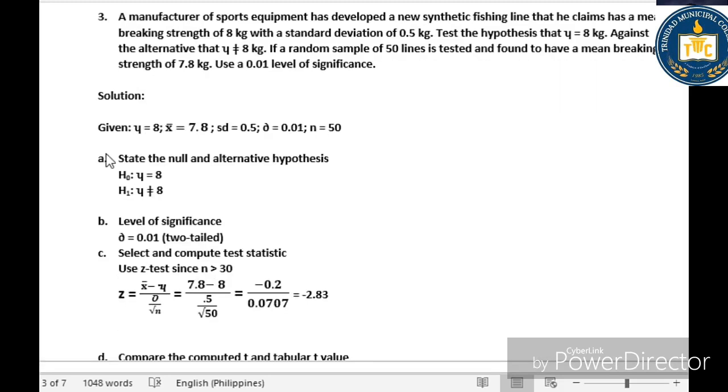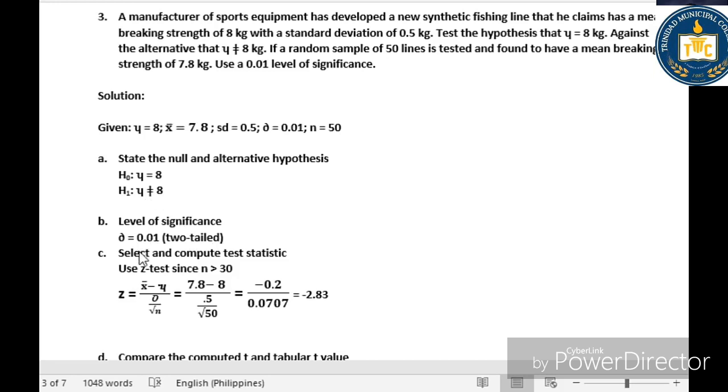Okay, so first step A, state the null and alternative hypothesis. So our null is the mean is equal to 8, then our alternative hypothesis is the mean is not equal to 8. So the level of significance given is 0.01. So total, since look at our alternative, it uses the symbol not equal, or unequal.